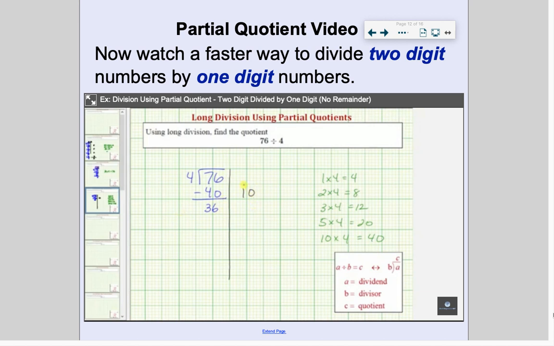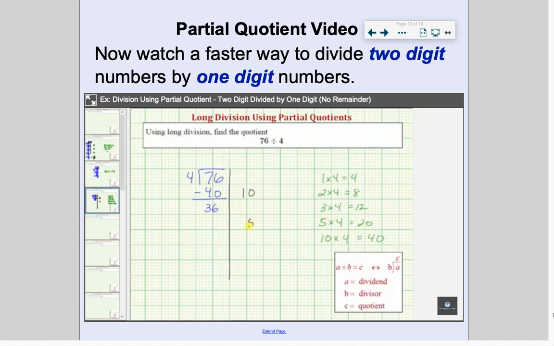We want to determine a certain number of 4's that we know for sure are in 36. Let's just say we don't remember that 9 times 4 equals 36. Looking at our products here on the right, let's say we want to use the fact that we know that 5 times 4 equals 20. Because 20 is less than 36, we know there's at least 5 4's in 36. So 5 will be our next partial quotient.